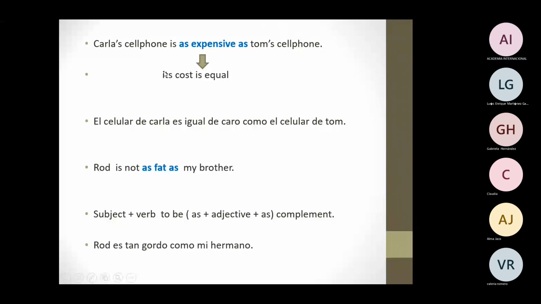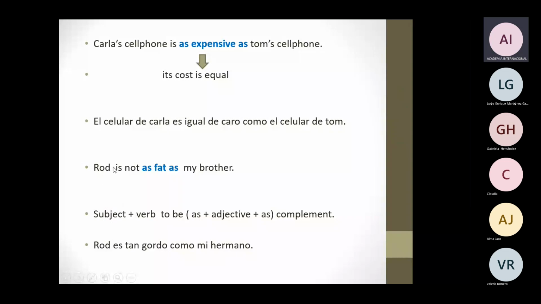So, I'm going to read the next example. He is not as fat as my brother. This is a negative sentence. So in this sentence, I'm using the structure as fat as after not. Estoy usando la estructura as fat as después de la negación not. Rod is not as fat as my brother. Veamos, ¿qué es lo que estoy usando? Un sujeto, the subject of the sentence.